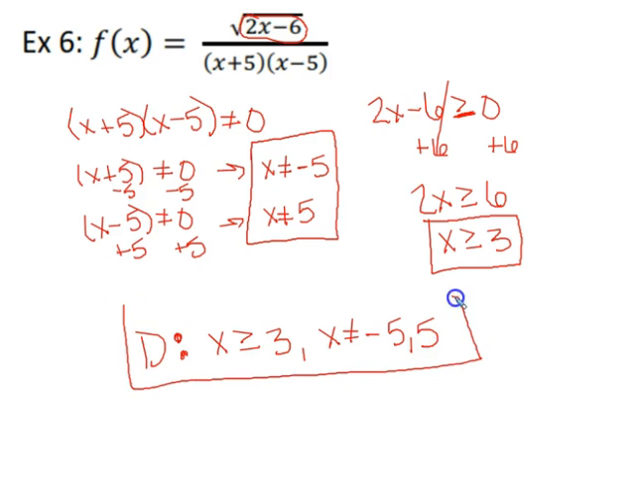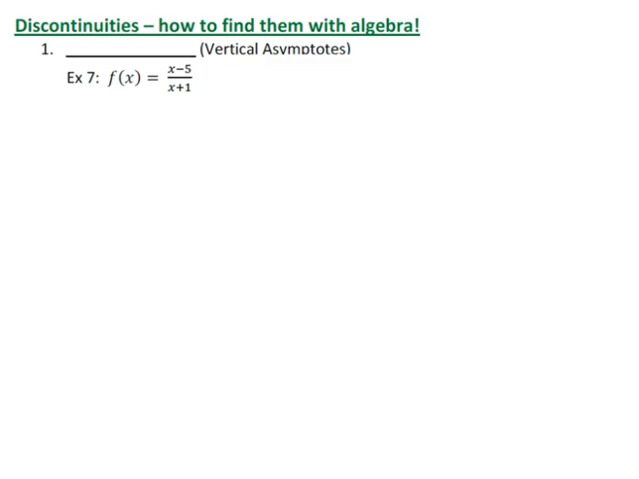So our overall domain is the combination of both of these answers, because both of these answers came from our entire equation. We have to look at each piece separately and then combine them together to get our overall domain. Alright, so now that we know how to find the domain of a function algebraically, we're going to talk about those different discontinuities that can happen on our graph.